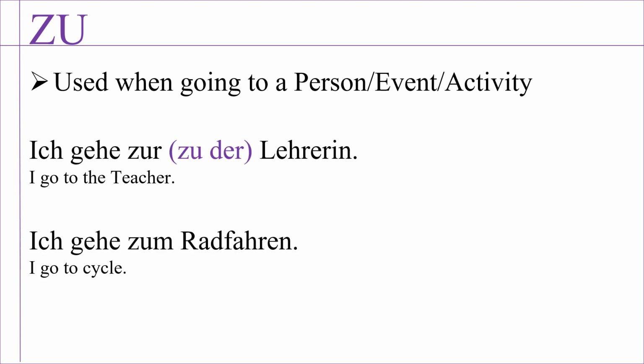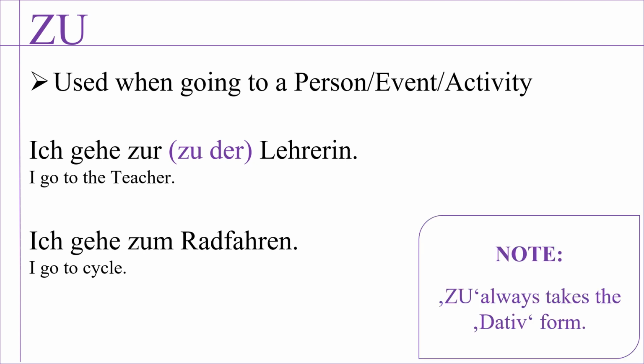For example, ich gehe zur Lehrerin. Zur is the contraction of zu der. And ich gehe zum Radfahren. Note that zu always takes the dative form.